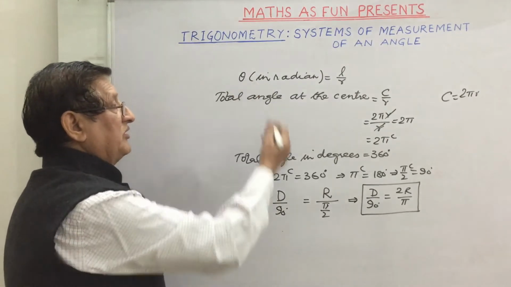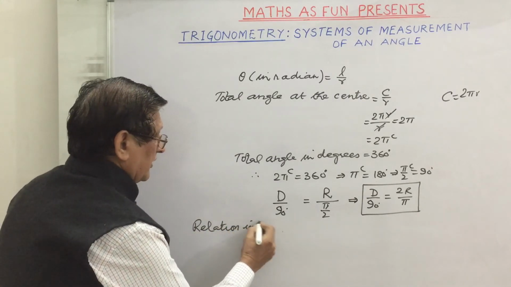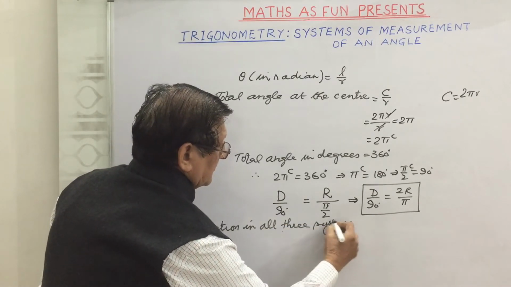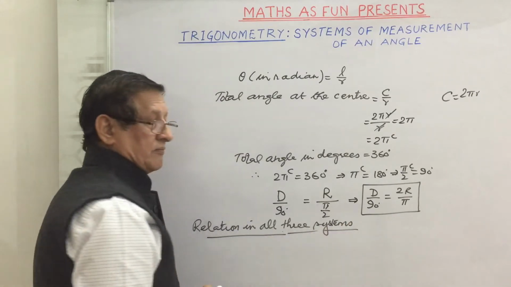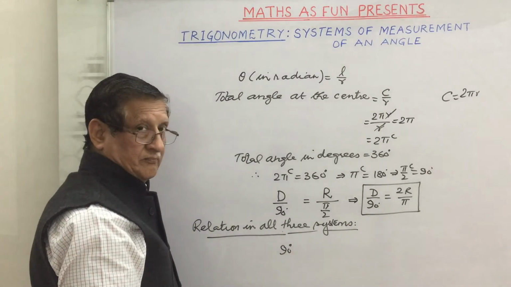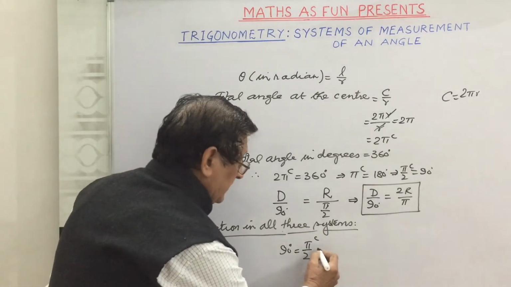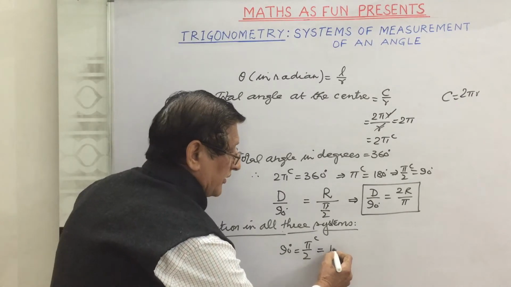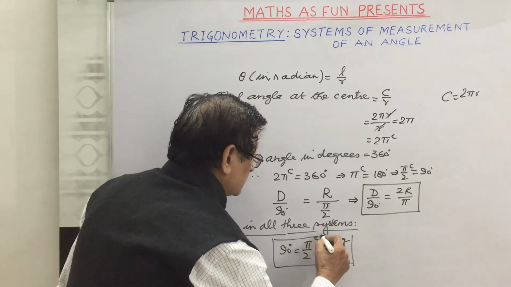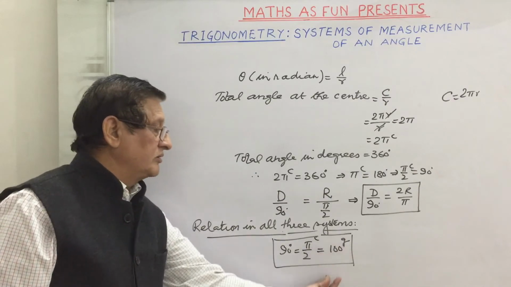Now the relation between all three systems, in case we want to see it: we can say that 90 degrees is equal to pi by 2 radians is equal to 100 grades. So this gives a relation between all three systems: 90 degrees is the same as pi by 2 in radians, which is the same as 100 in grades.